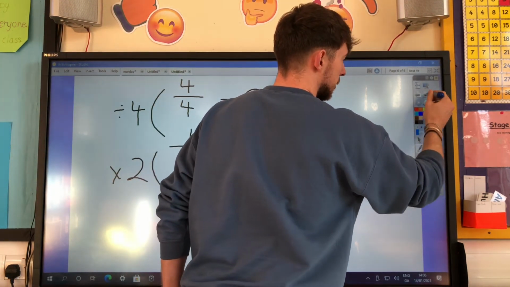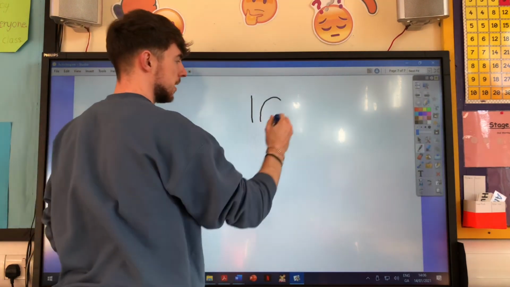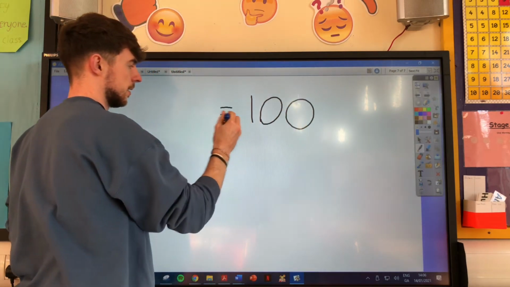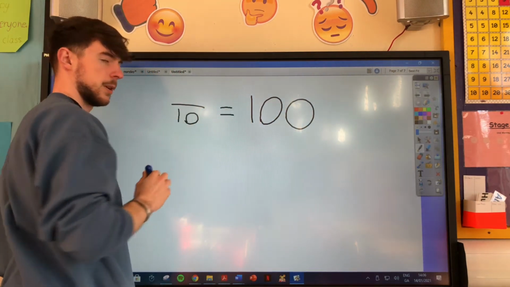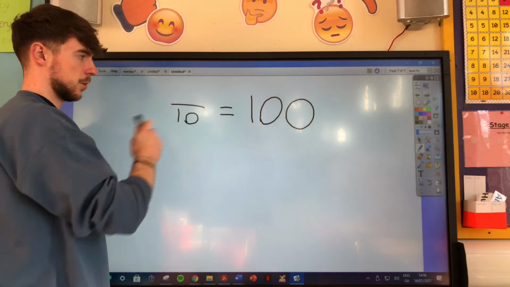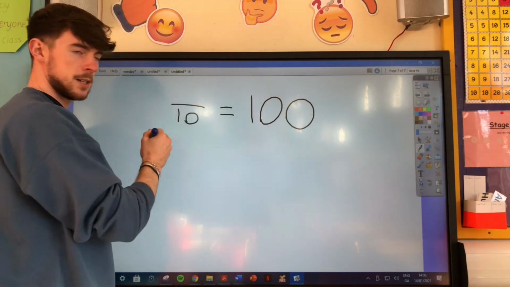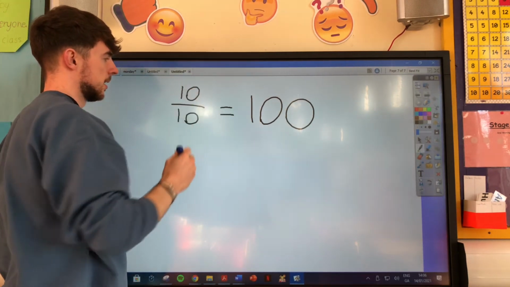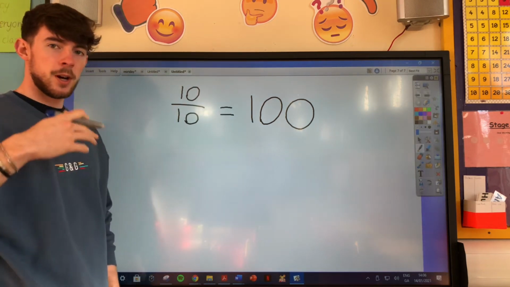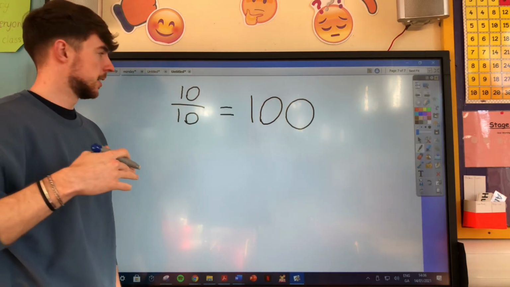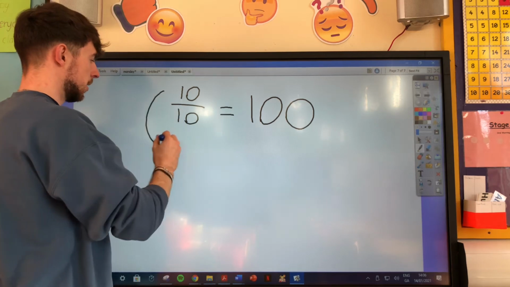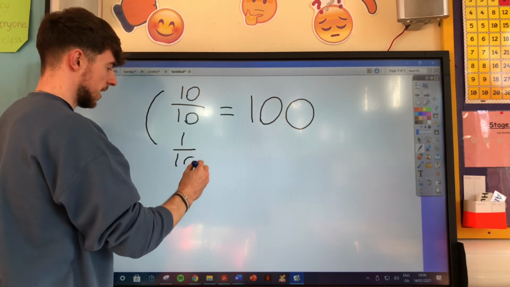So what is 100 again? So 100 is what over 10? What is it? So 100 is our whole number. So what is it over 10? 10. Okay, we want to find what number now? What fraction do we want to find? We want to go down to 1 over 10.